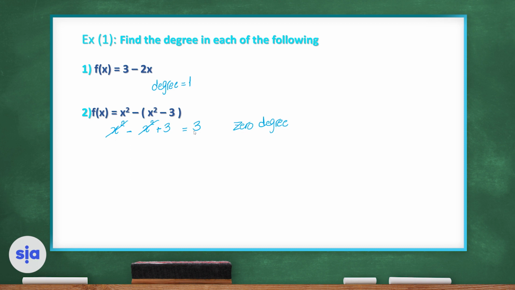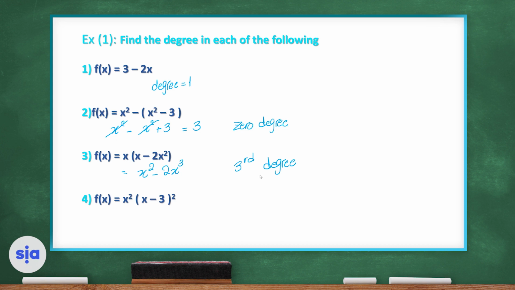Question 3. F of x equals x multiplied by x minus 2x squared. You distribute it first. So this is x squared minus 2x to the power of 3. Here, what's the highest power of the variable? It's 3. So this polynomial is in the third degree. You can write it as the third degree, or the degree is equal to 3.